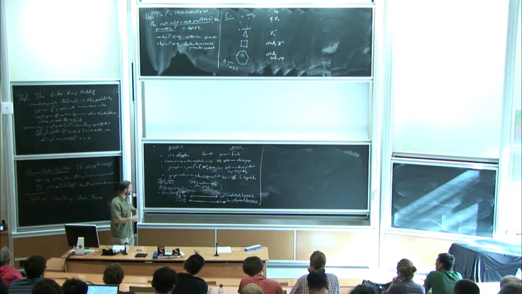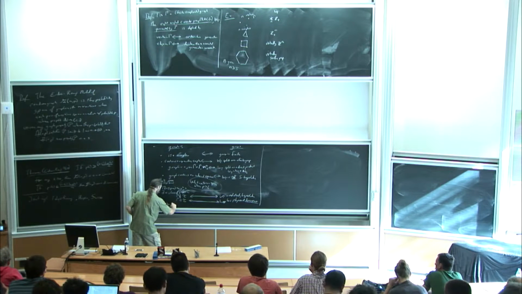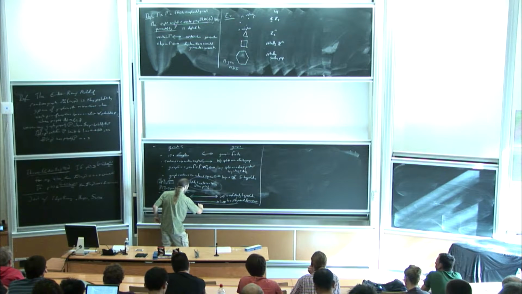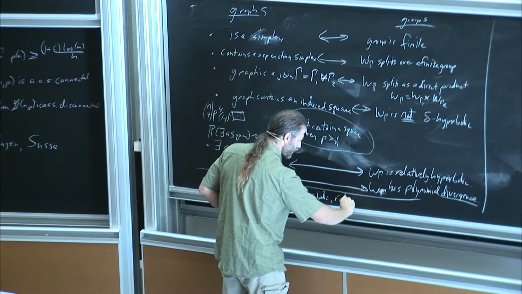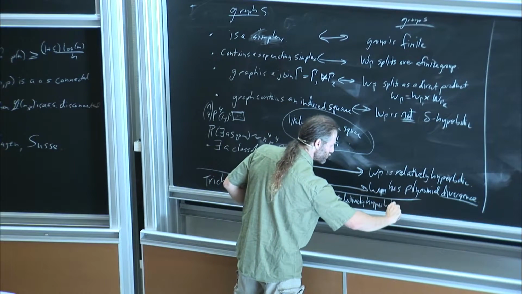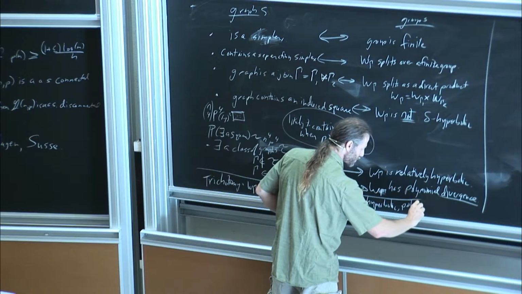But if you want to think about the ones that don't, then I like to think about this as a trichotomy. So there's a trichotomy here, which is that any right-angled Coxeter group W gamma is either hyperbolic, or relatively hyperbolic in a non-trivial way, or has polynomial divergence.